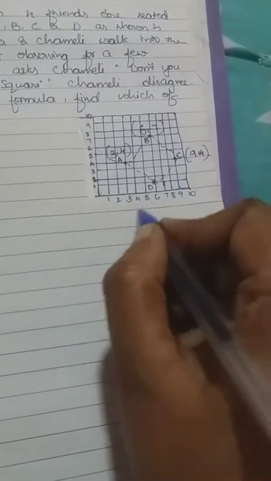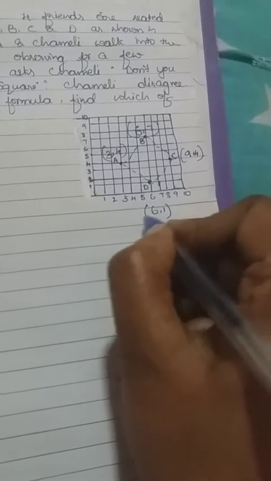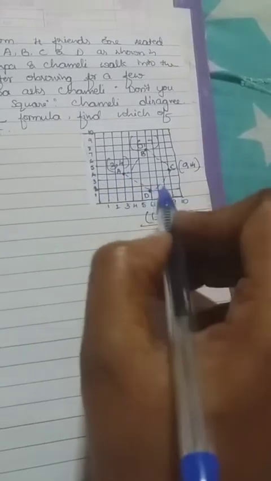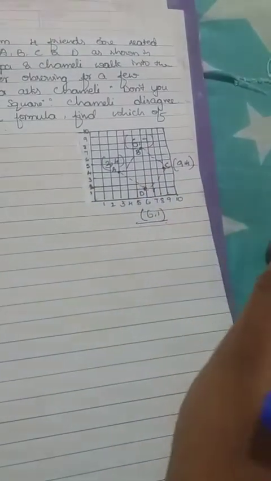So D point we can write as (6, 1). So this point's coordinates are very important. A is (3, 4), B is (6, 7), C is (9, 4) and D is (6, 1). Okay, (6, 1). First we want to write X, then only the Y point.